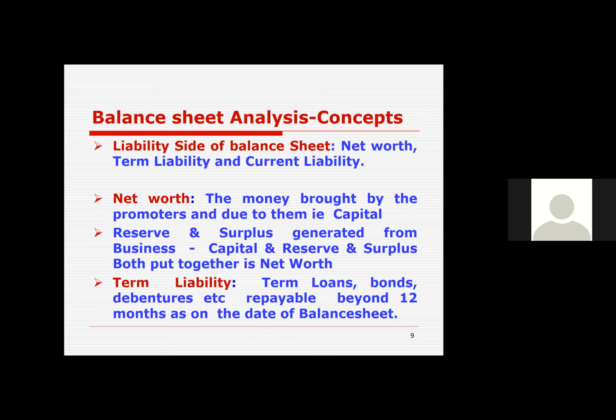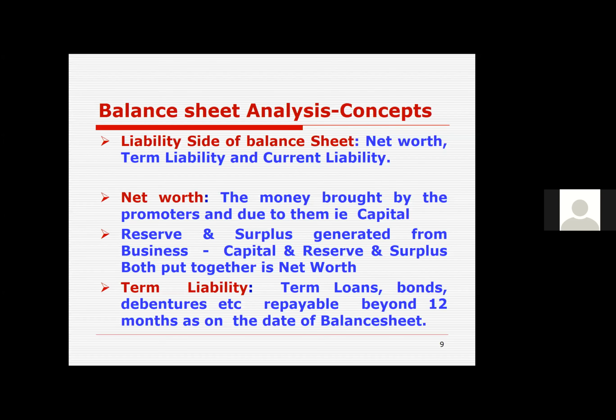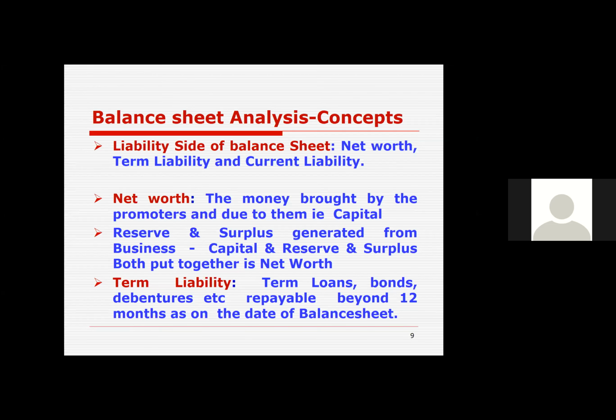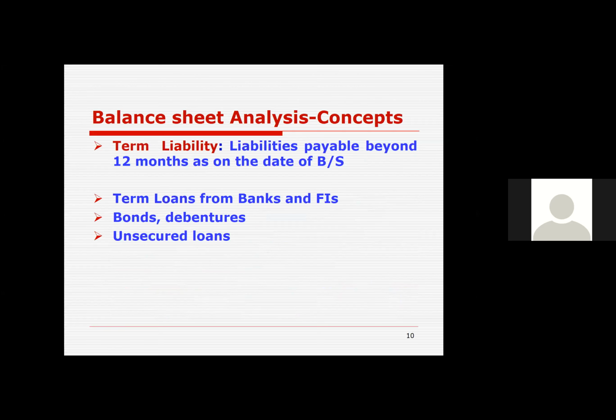Reserves and surplus is generated by the business. Term liabilities are those raised by the firm, like term loans, bonds, debentures, etc., repayable beyond 12 months as on the date of the balance sheet. They are called term liability. Then, term loans from banks and financial institutions, bonds, debentures, unsecured loans: they raised many loans which are beyond 12 months. Repayable beyond 12 months are called term liability.